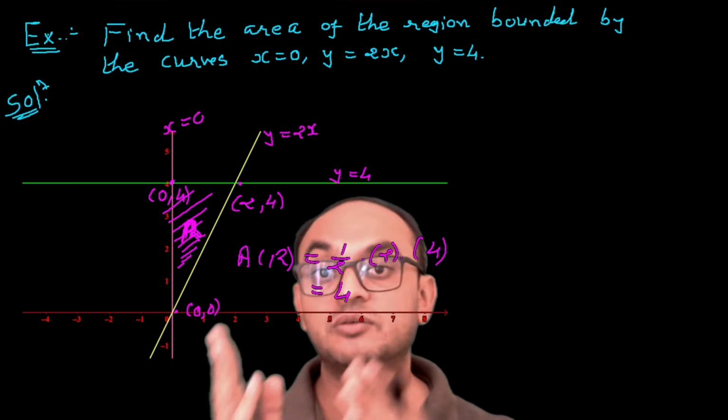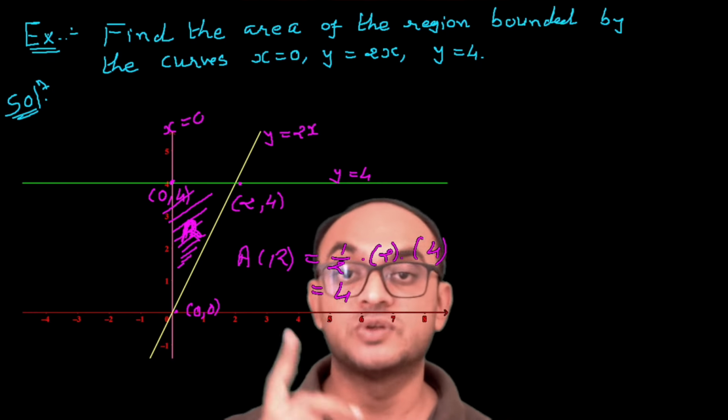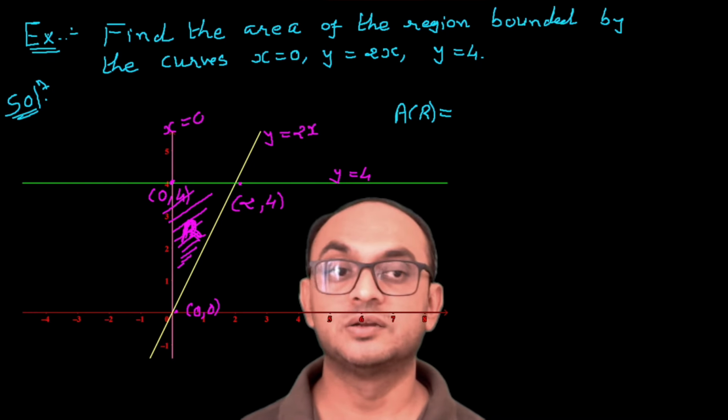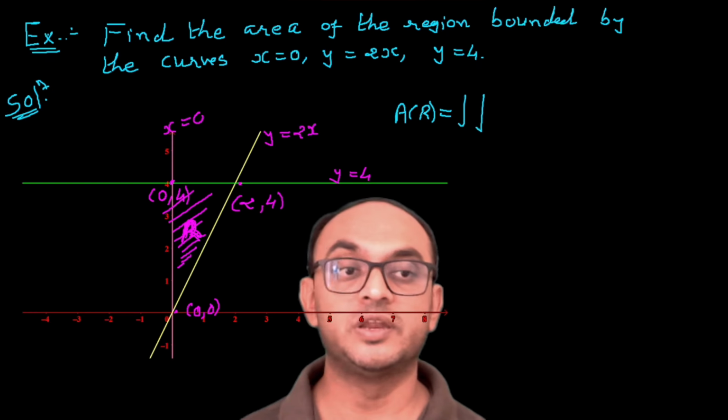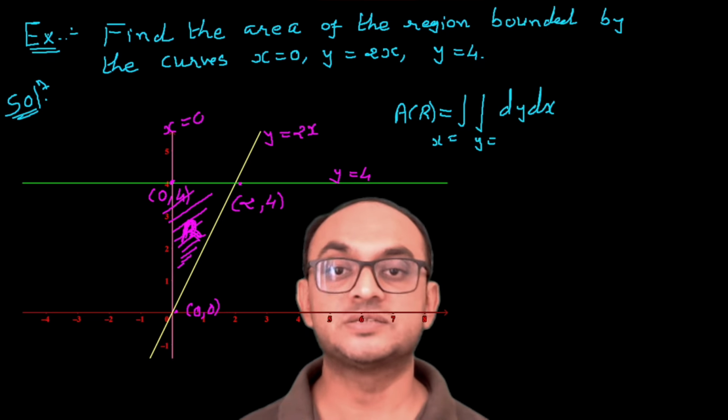But using double integration, how do we find the area? So let us try with the double integration. Area of the region R is equal to double integration dy dx, y is equal to and x is equal to.